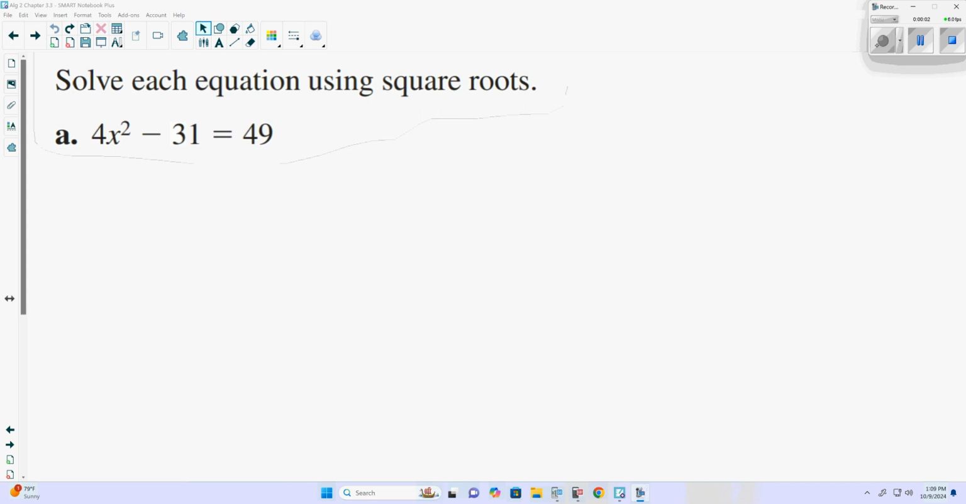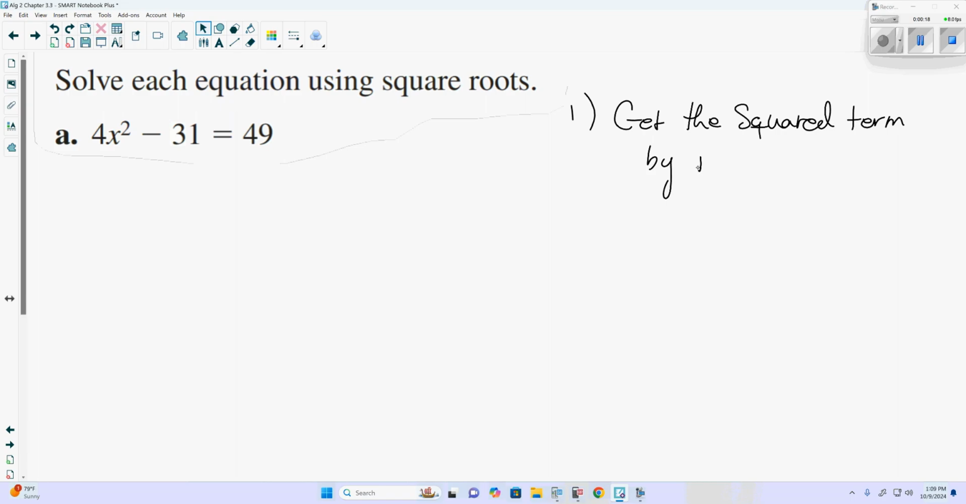So what we're looking at today is continuing on with our square root method. Now the square root method has a few steps. The first is to get the squared term by itself. Now this square root method works if we do not have a middle term, or x to the first power, just x, or the only variable is inside a set of parentheses being squared.